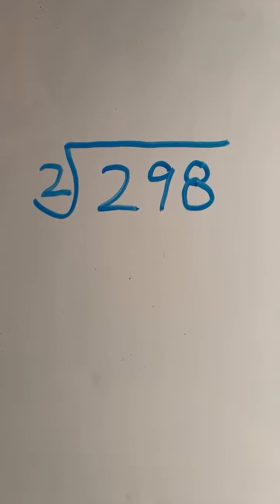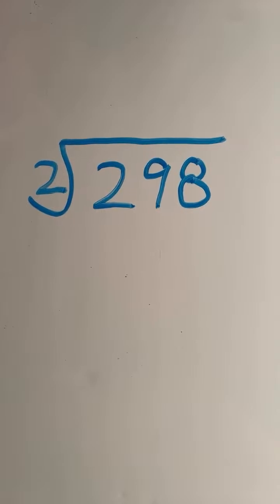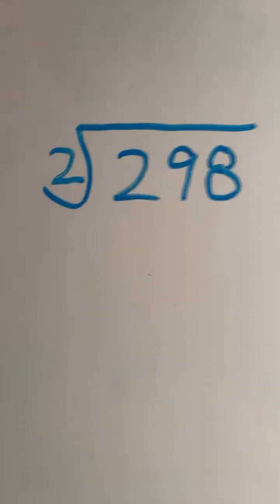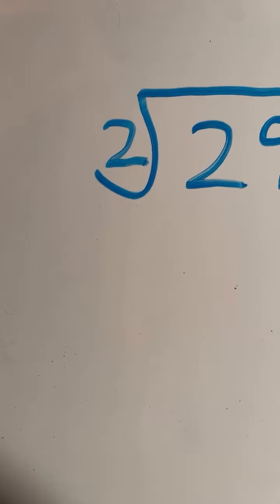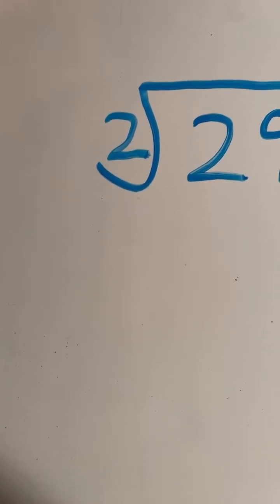Only rule is the number inside the square has to be equal to or bigger than the number outside the square. It's okay if they're equal, but the number inside the square cannot be smaller. So here the numbers are equal, they're the same, so that's okay. We can actually start with 1 digit by 1 digit division.